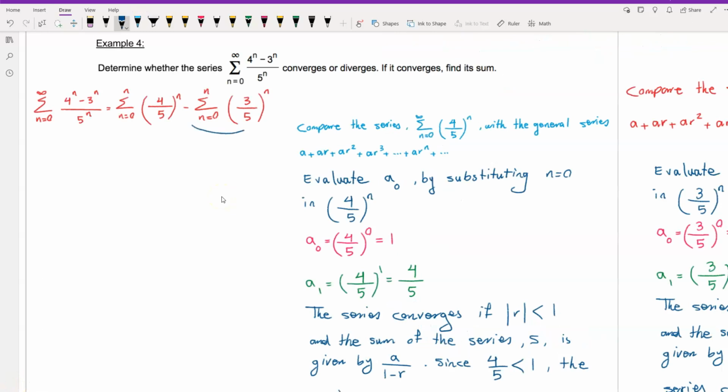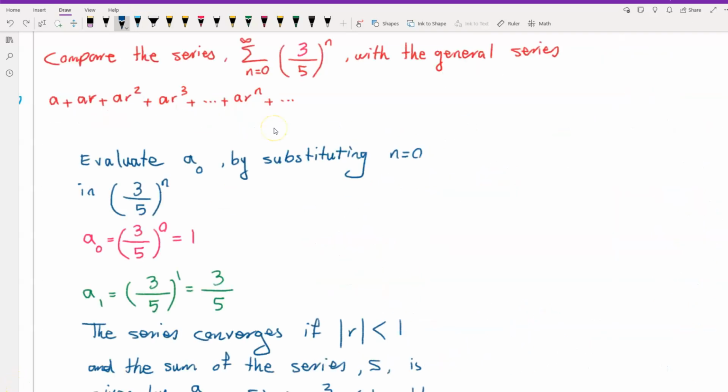So repeat this process for the second part. Compare the series sum of 3 over 5 to the n power, n from 0 to infinity, with the general series a plus a times r plus a times r squared plus a times r cubed plus dots plus a times r to the n power plus dots. So finding a sub 0, for this part we have n equal to 0. So a sub 0 is equal to 3 over 5, power 0, that is equal to 1. A sub 1 is equal to 3 over 5, power 1, so in this case n is equal to 1. So a sub 1 is equal to 3 over 5.